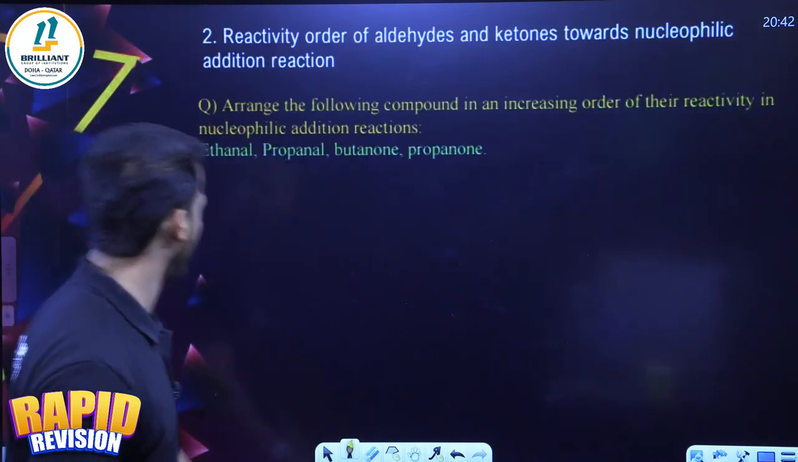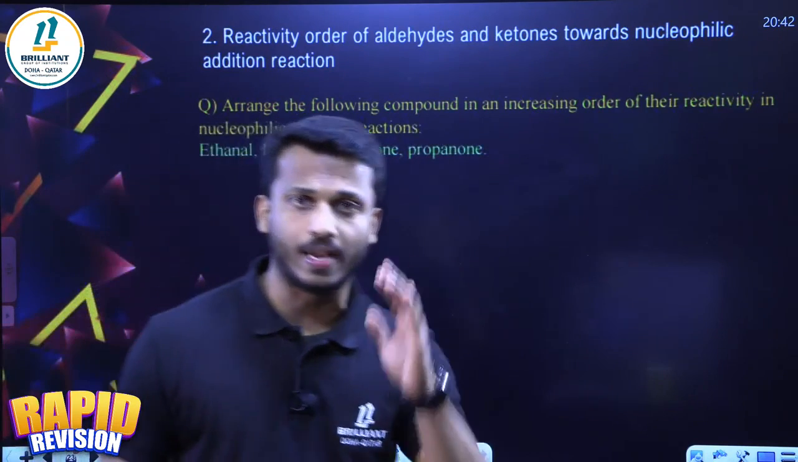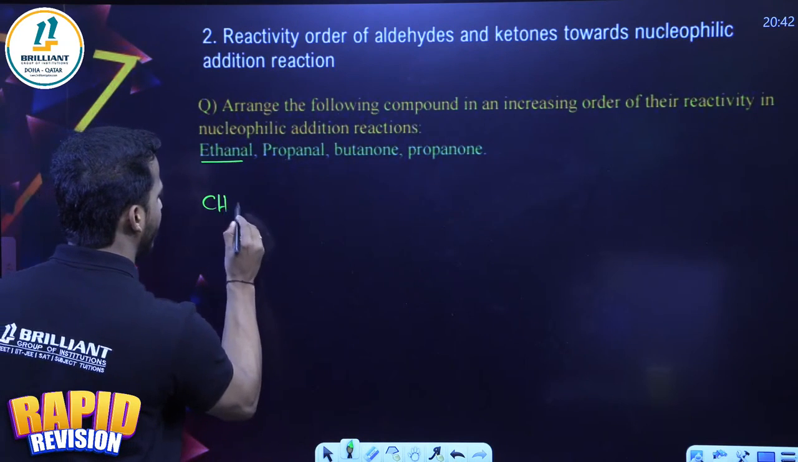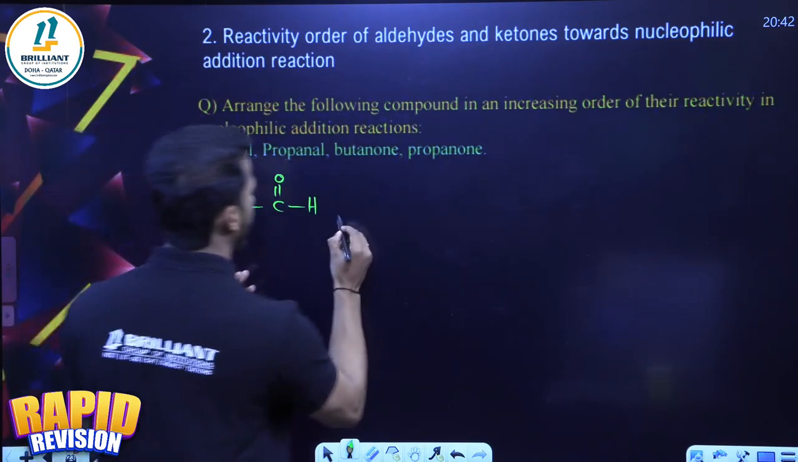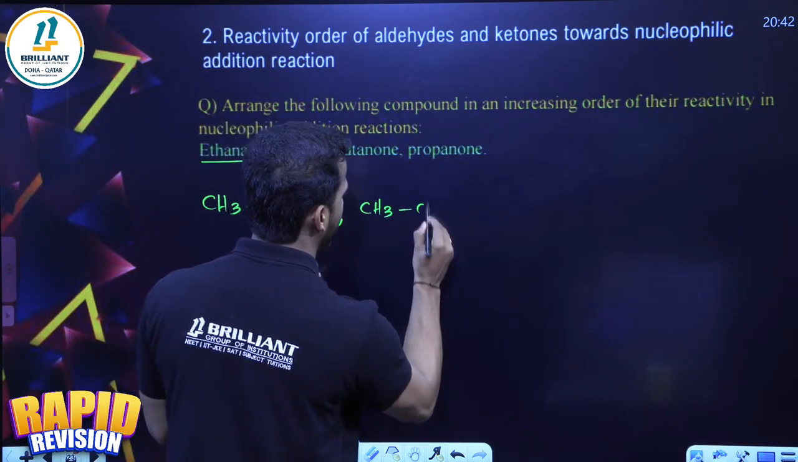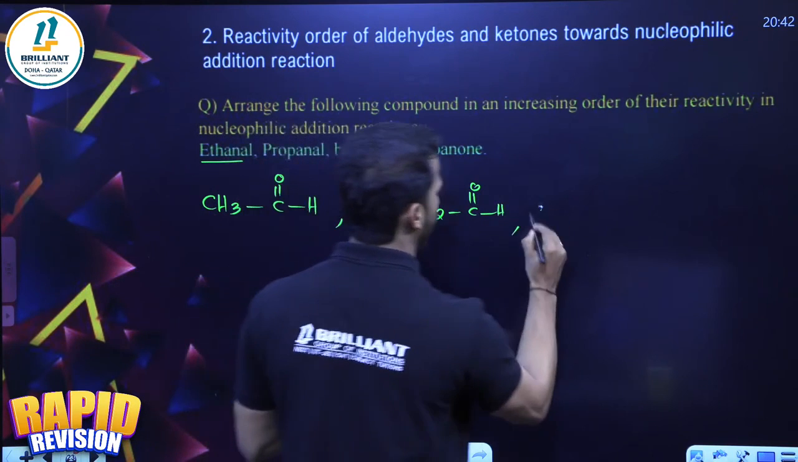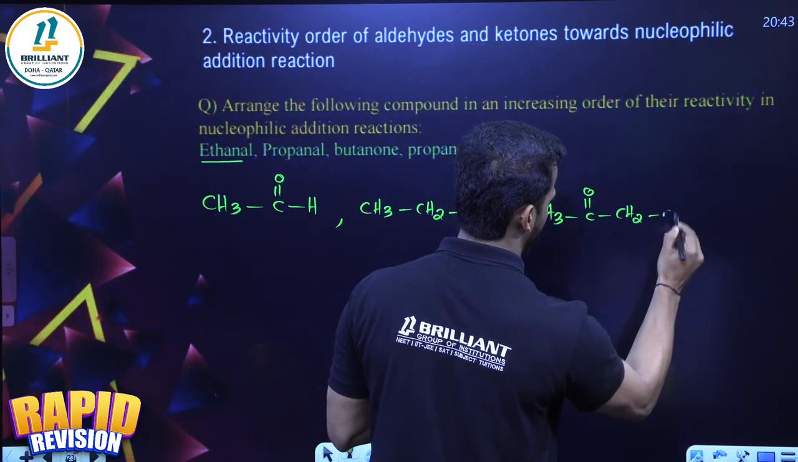It's okay, fine. Now, dear all, reactivity order is a repeated question from the aldehyde ketone chapter. You know, the aldehydes are given. Ethanal, what is ethanal? CH3CHO. Propanal, the second common one, CH3CH2CHO. And the third one, butanone. What is butanone? CH3COCH2CH3.